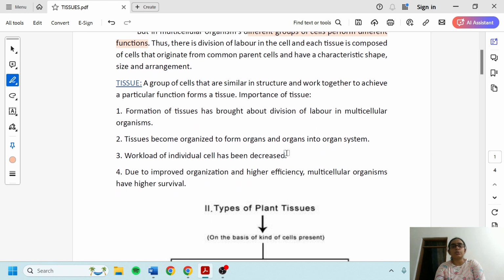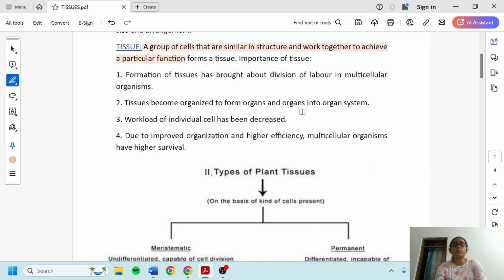Now, if we talk about tissues, what are tissues? Tissues are a group of cells that are similar in structure and work together to perform a particular function. Now, if we are talking about tissues, we must know the importance of tissues. First and foremost, we remember that tissue formation has brought the division of labor in multicellular organisms.